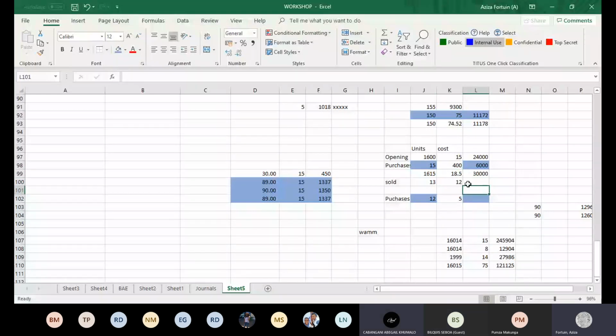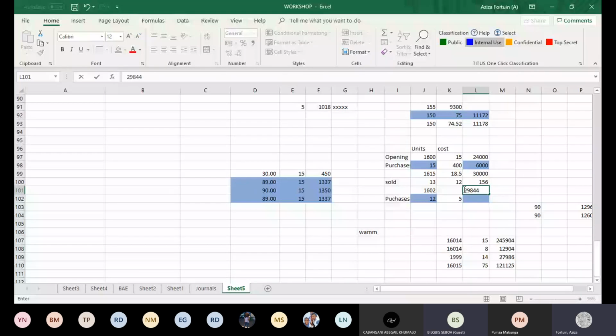Then 13 times 12, I got 156. 1615 minus 13 is 1602. And 30,000 minus 156 is 29,844. Divided by 1602.